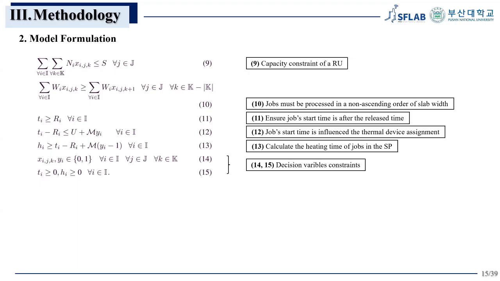Constraint 11 ensures that the job start time is after the job release time. Constraint 12, job start time is influenced by the thermal device assignment. Constraint number 13 calculates the heating time of a job in the SP. And constraints 14 and 15 are decision variable constraints.